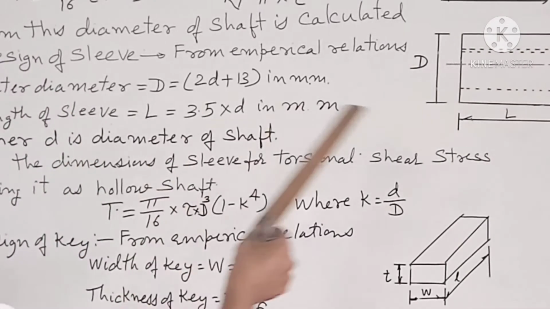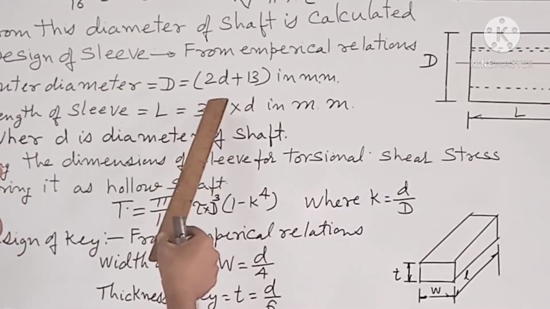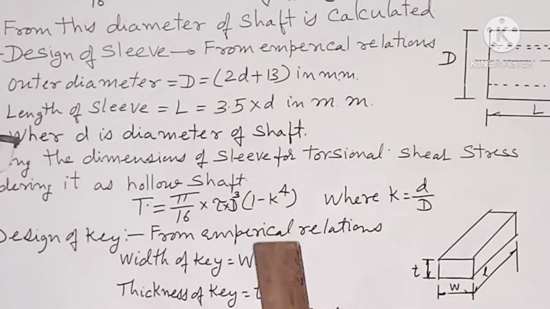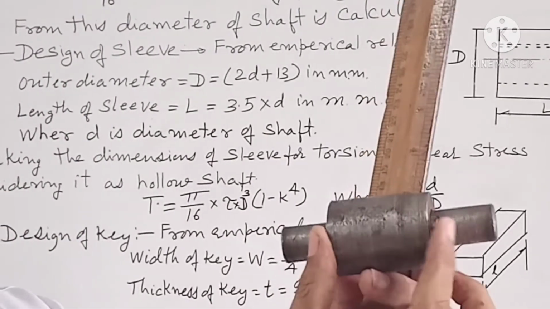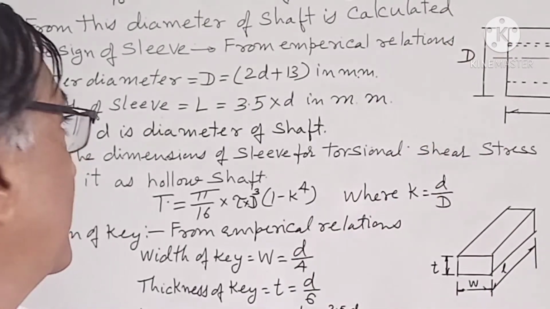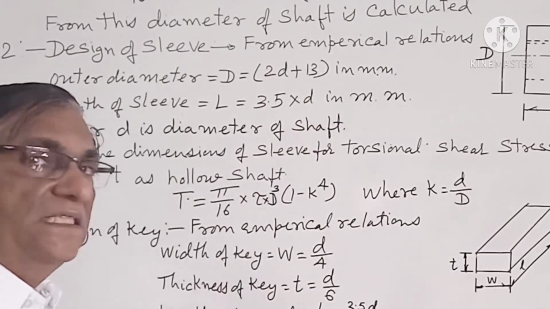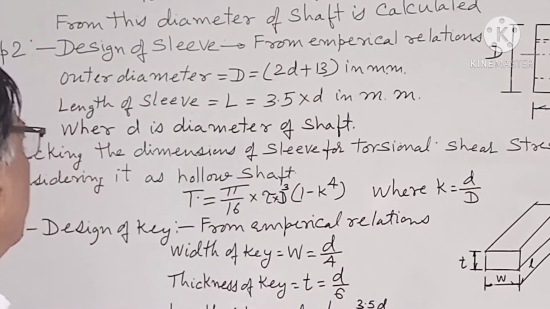In this way, the outer diameter we will take is D equal to 2d plus 13, and the length of the sleeve is taken as 3.5 into d, where d is the diameter of the shaft.